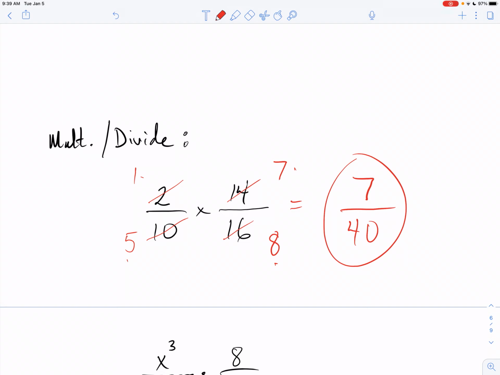But you know what? I could have canceled this a totally different way and it would have still worked out. I'm just going to erase my red marks here, because I could have done it this way. I could have said 2 goes into 16 8 times, right? And I'd still have a 1 and an 8. I could have said 2 goes into that 7 times, 2 goes into that 5 times.